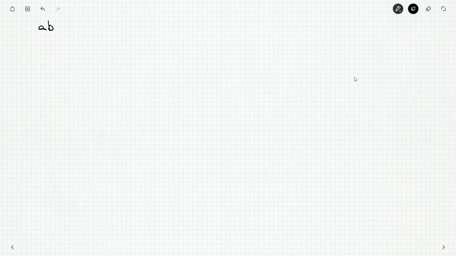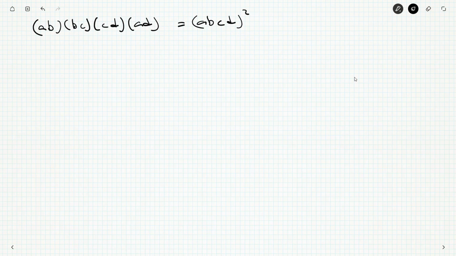Well, AB times BC times CD times AD is really just A, B, C, D all squared. Now this is the product of all of them. And so what can we do? Well, I'll take a look at 6 times 9 times 10 times 12 times 15. So this is going to be a perfect square multiplied by some extra number.